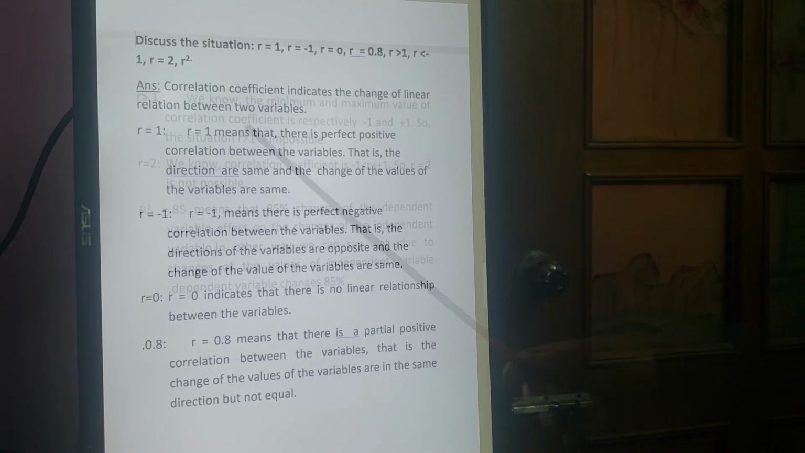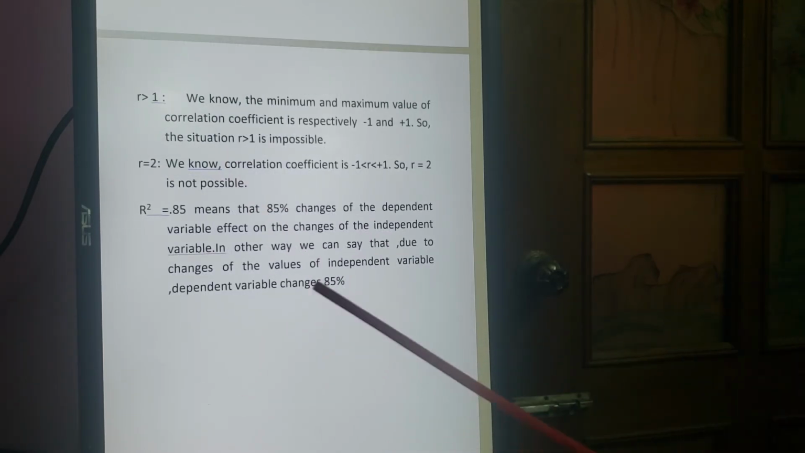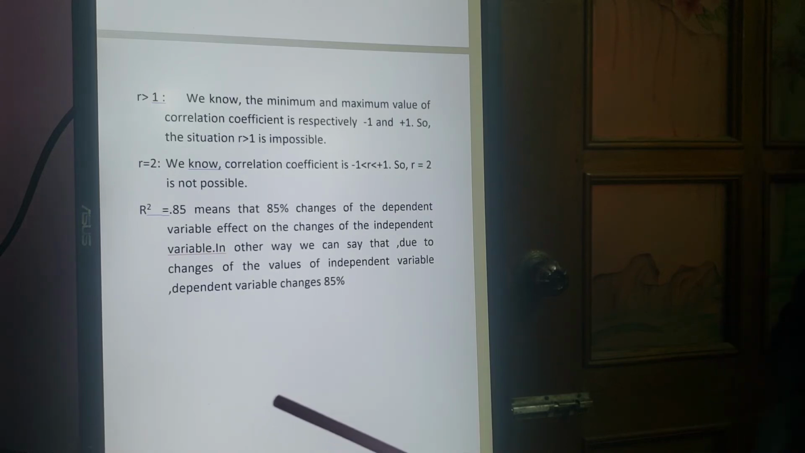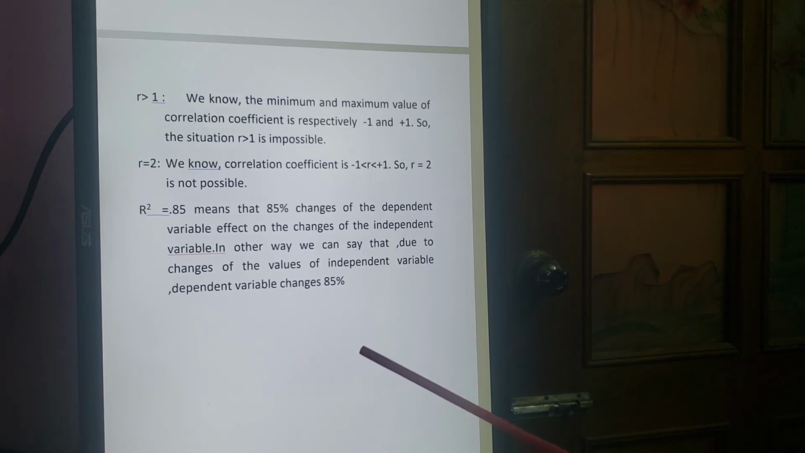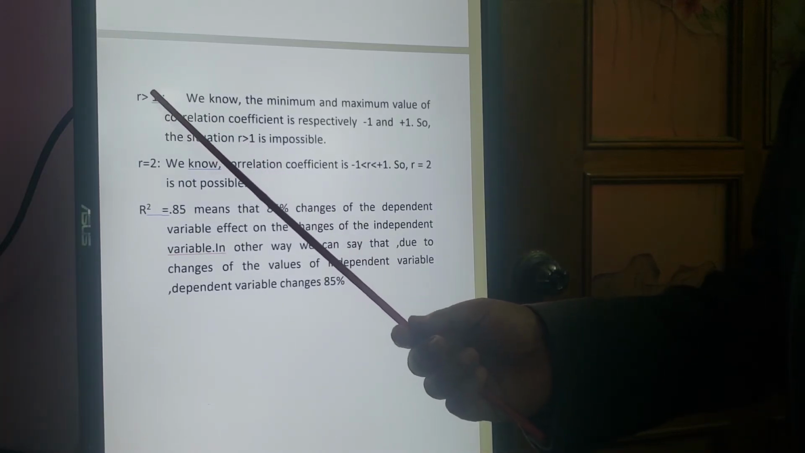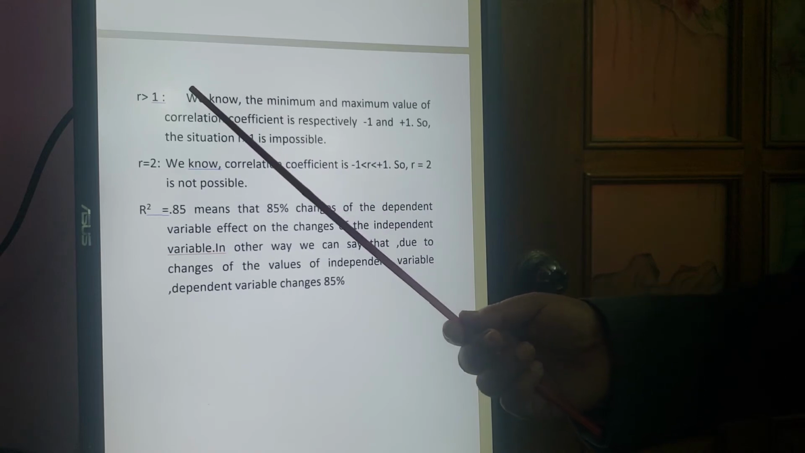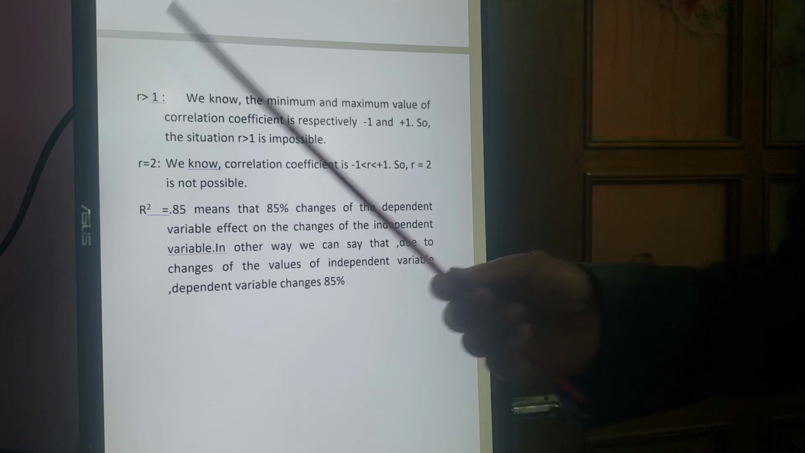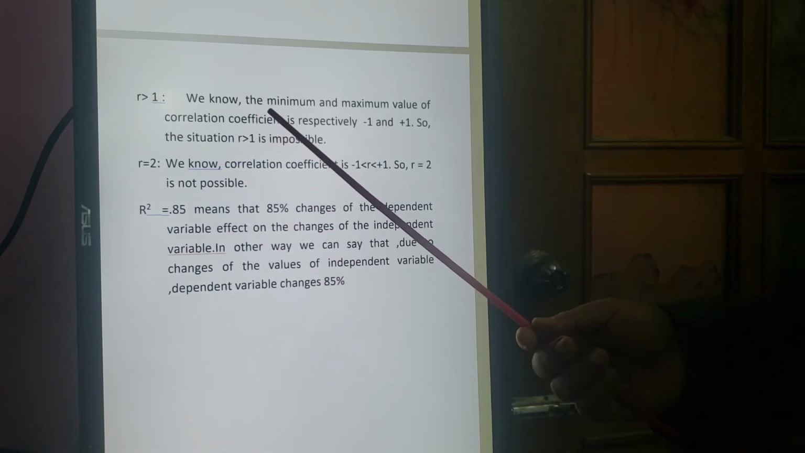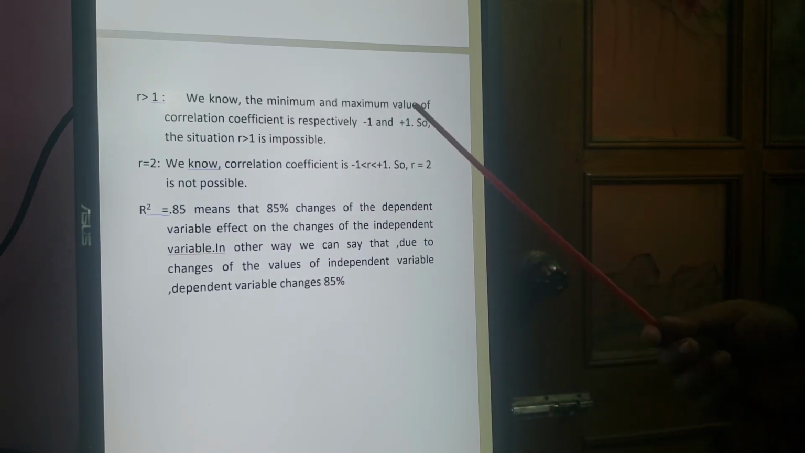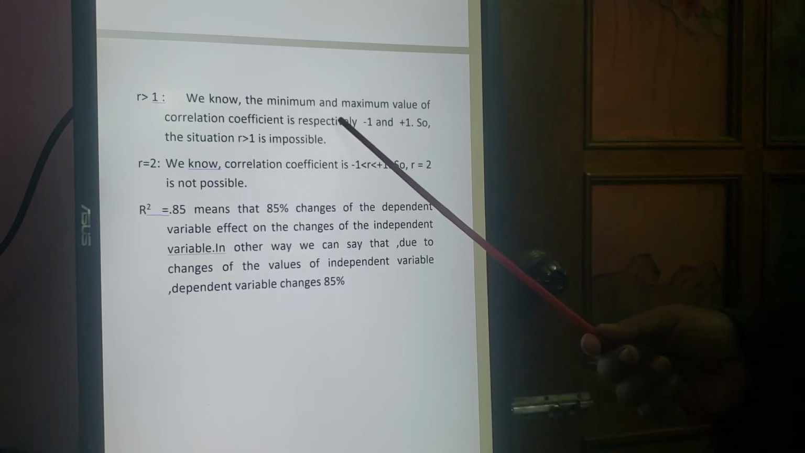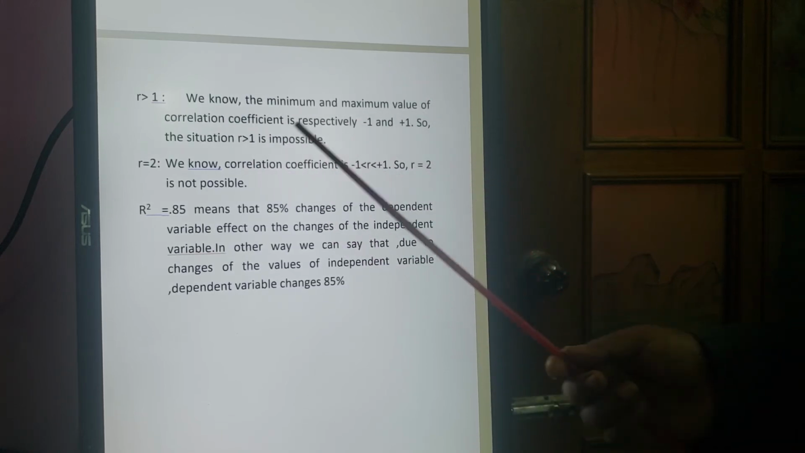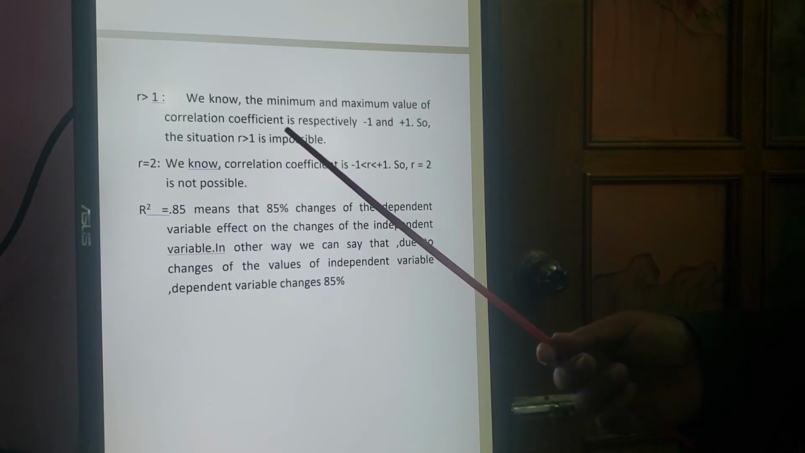Okay. Now r is greater than 1. We have known earlier that the value of r lies between minus 1 to plus 1. So here r is greater than 1. How is it possible? We have told earlier that r lies between minus 1 to plus 1, and here it is greater than 1. So it is not possible. The minimum and maximum values of the correlation coefficient are respectively minus 1 and plus 1. So the situation r greater than 1 is impossible.